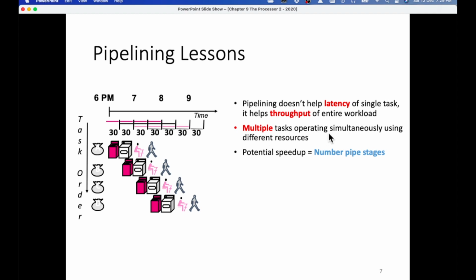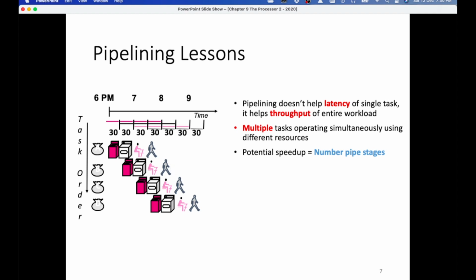Multiple tasks operate simultaneously using different resources. If we want to implement a pipeline, each task stage must use different resources. This one will use a washing machine, this is the dryer machine. If washing and drying were in the same machine, it would not be possible to make these two tasks different stages. And the potential speedup is equivalent to the number of pipe stages. So in this case, the potential speedup can be up to 4 times if we have more workload, more loads of laundry here.